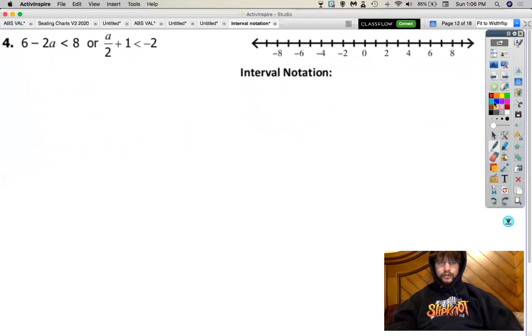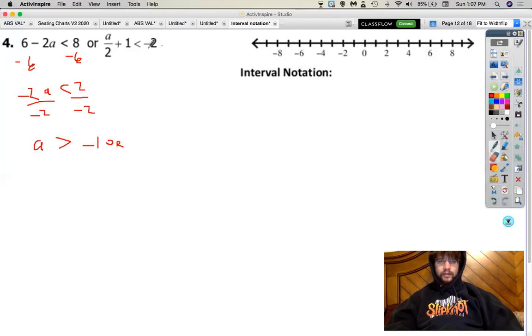Okay, let's look at this one. So I need to get my a by itself. So subtract 6, subtract 6. Negative 2a is less than 2. Divide by negative 2. So a, negative 1. I divided by a negative. Don't forget to flip your direction. It's greater than negative 1.